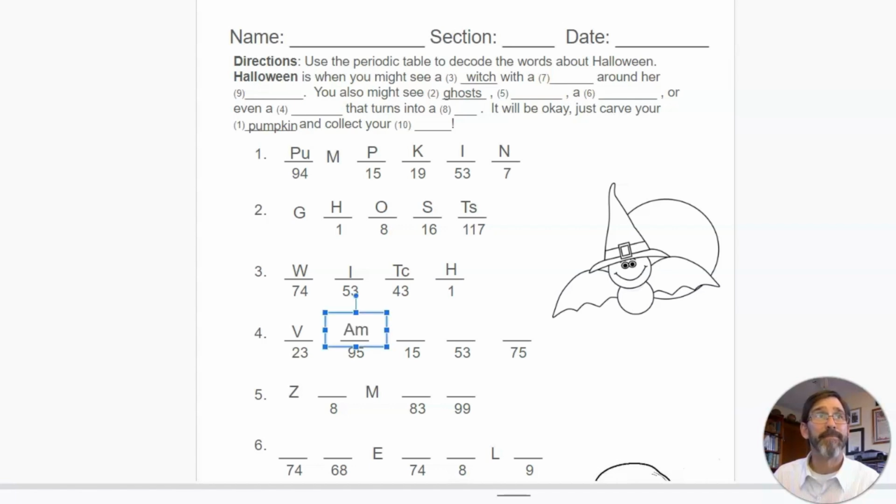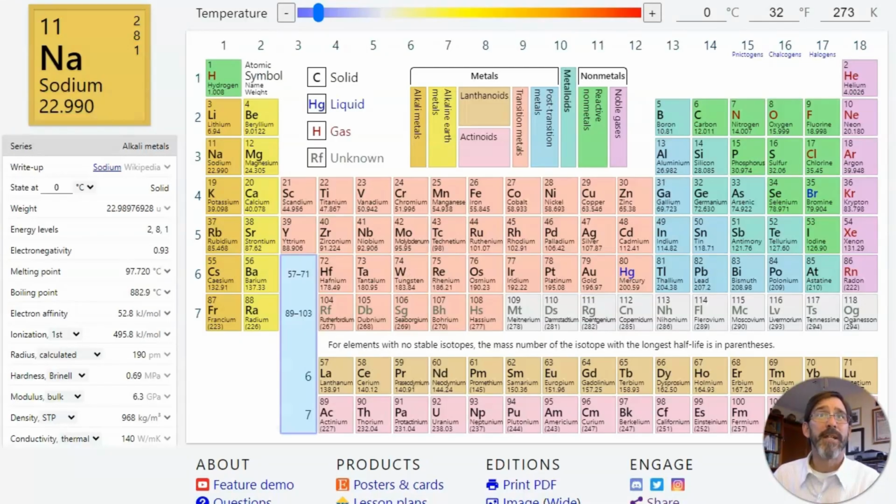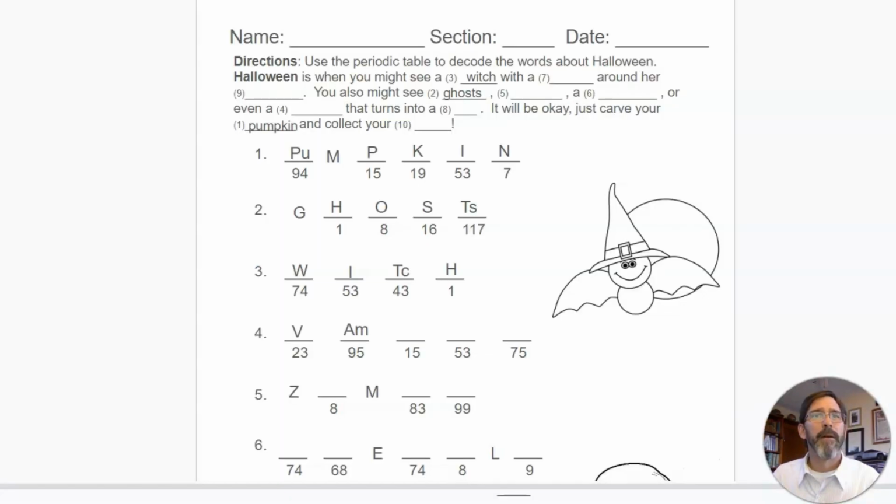Next up, number 15. Number 15 can be found up in the reactive nonmetals. That would be phosphorus, capital letter P. Above number 15, go ahead and enter capital letter P.